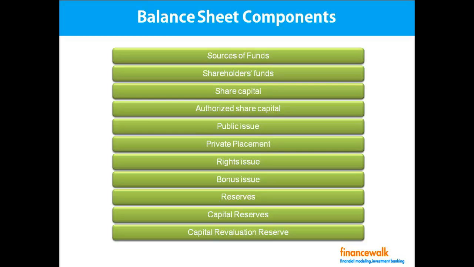For example, ABC Limited purchased a land at Andheri in 1950 at rupees 50,000. Now the revaluation of the land comes to rupees 1 crore as per today's market price. So the land will be shown in the balance sheet at current market price, that is rupees 1 crore, and the difference of rupees 99 lakh 50,000, that is 1 crore minus the purchase price of 50,000, would be shown as capital reserve. All right.